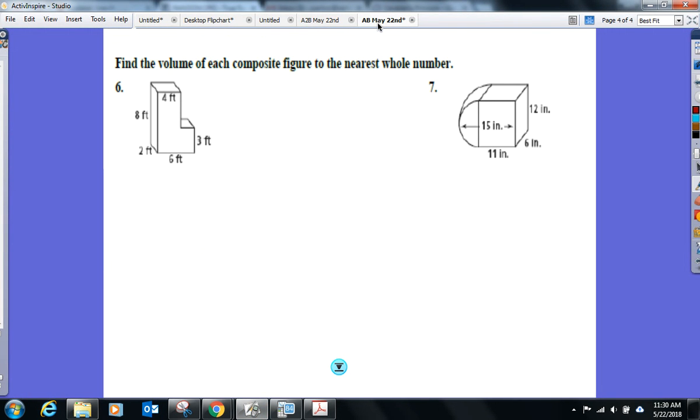So what the heck do I do? I don't have a volume of an L. I got a volume of prisms and cylinders, but I don't have a volume of an L. Will? Sure. Where do you suggest I draw a line to split it up? Because there's a couple lines I could draw here.